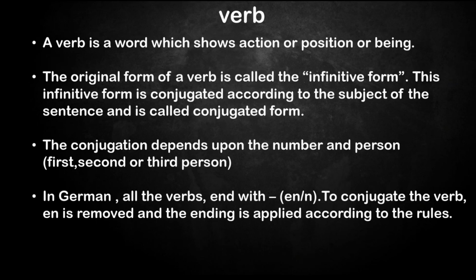In German, all the verbs end with either en or n. To conjugate the verb, the en is removed. This en means the ending of the infinitive form of the verb, and the new ending is applied according to the rules. Now, we will see these rules further in the video, but first, let's see an example of a verb.